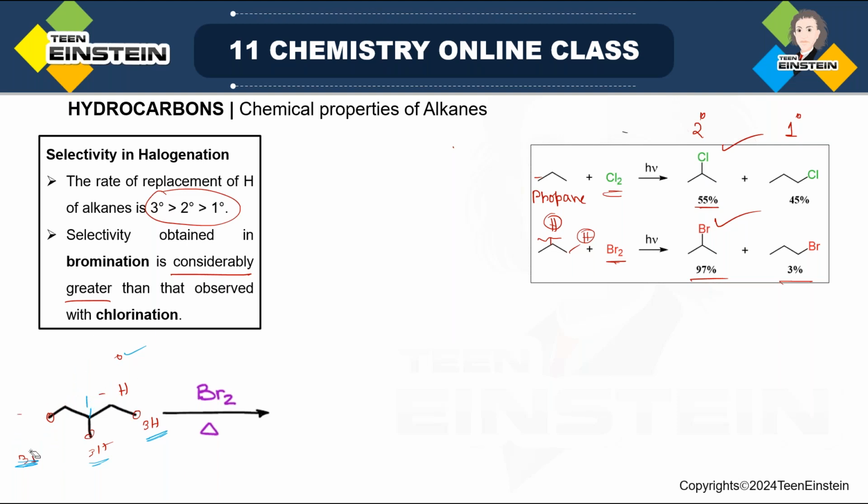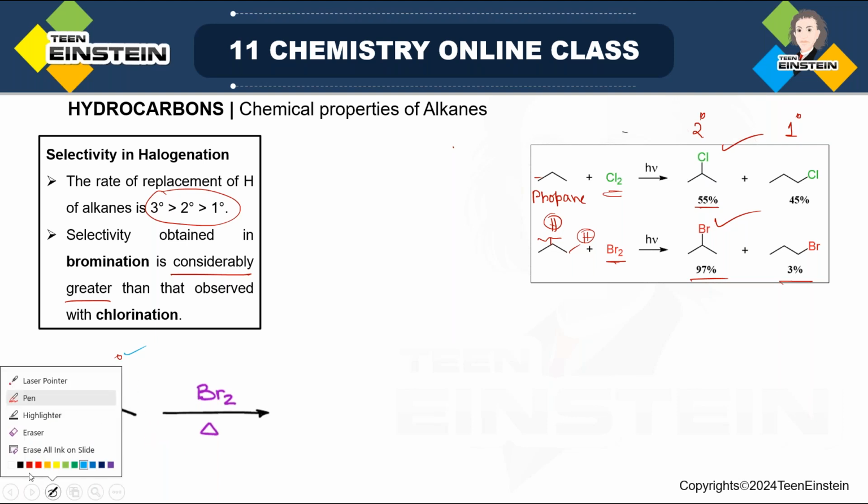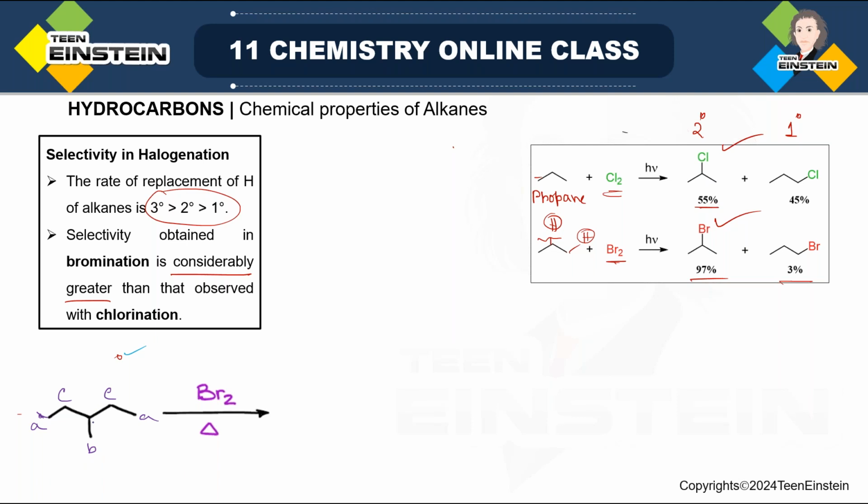First of all, how many different types of hydrogens are there? That is the question. I'm numbering them. Suppose these are the A hydrogens. This is also A hydrogen. This is B hydrogen. This position is C hydrogen, where 2 degree is present. And this position is D. So these are the different positions. So in total 4 types of product you can get.